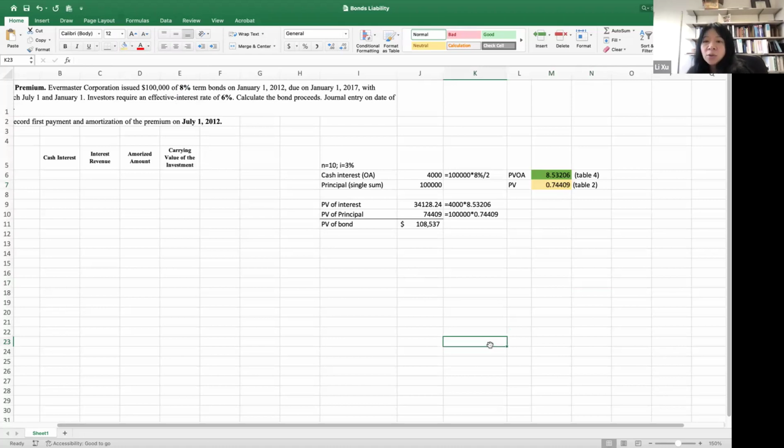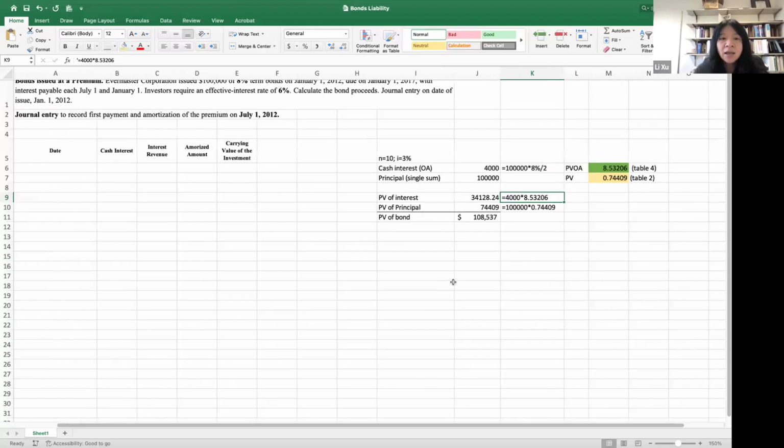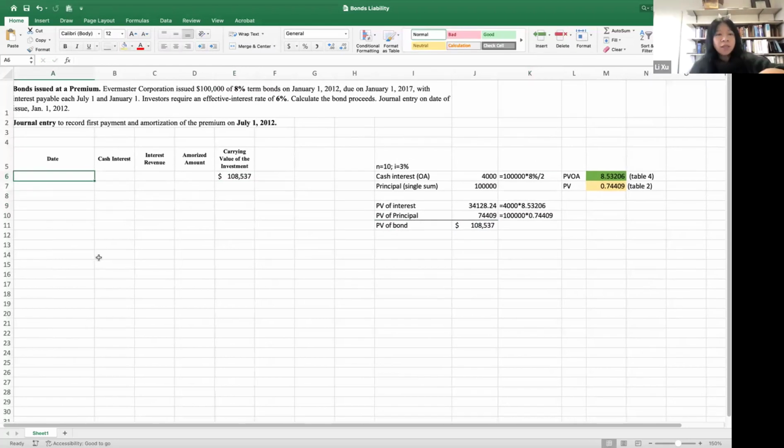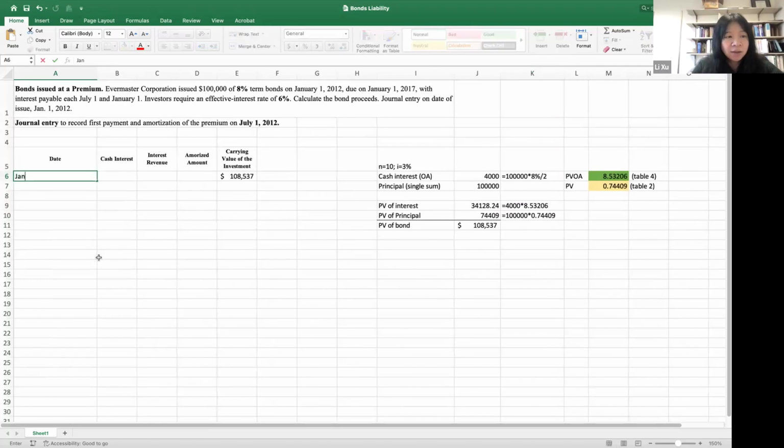After you get these 2 factors from the time value of money table, then we're gonna calculate the present value. How do you calculate present value? You just take the cash interest 4,000 multiplied by the factor, it's gonna give you the present value of the interest. And you take the principal multiplied by the factor, it's gonna give you the present value of the principal. Then you add these 2 together, the sum is the present value of the bond. That is also what we call the carrying value at the time of the issuance. And that's how we're going to put in our amortization table, January 1st, 2012.